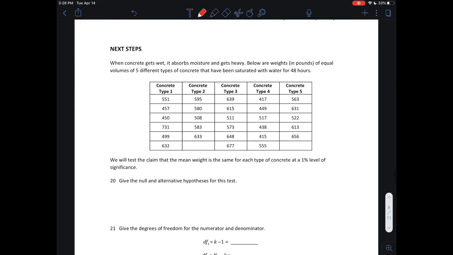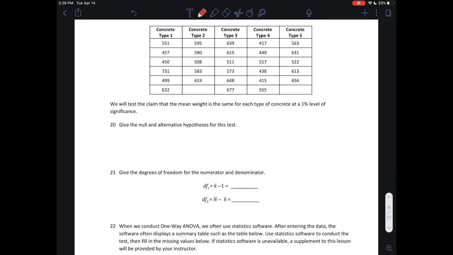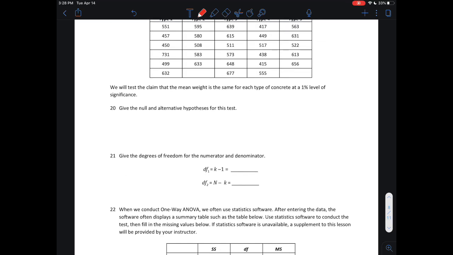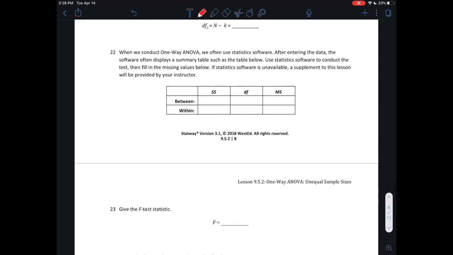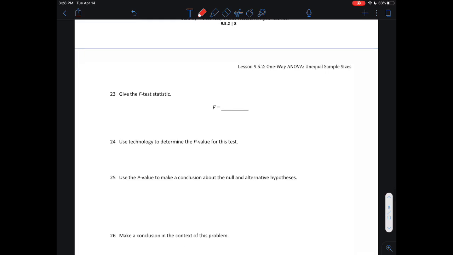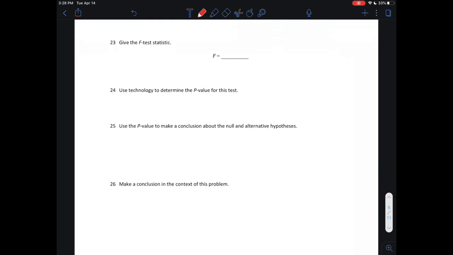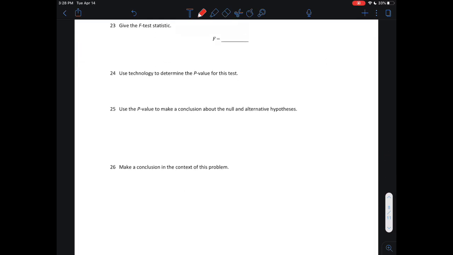So what finishes this lesson is another example. And so here we have 5 lists. You can see that the sample sizes are different. You can see that you're asked to state the null and alternative hypotheses, the degrees of freedom. You're asked to write down SS, DF, and MS values. You know how you can do that by just going through your calculator. And then you're asked for the test statistic, the p-value, and then you're asked to draw some conclusions.